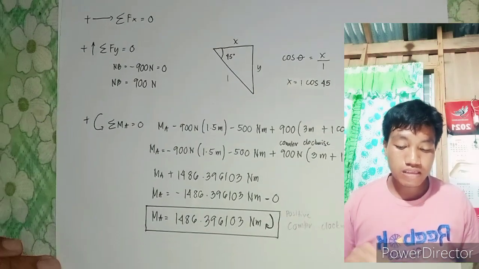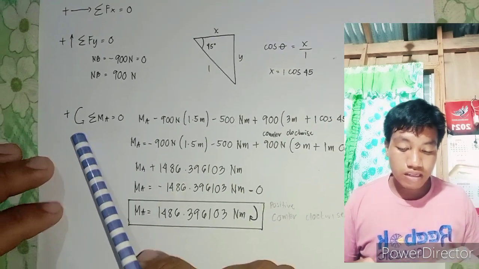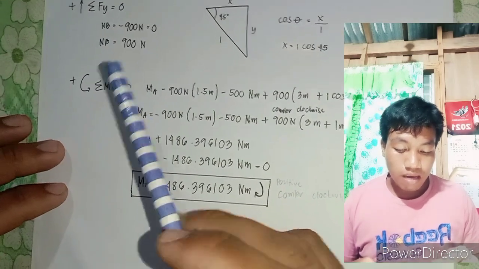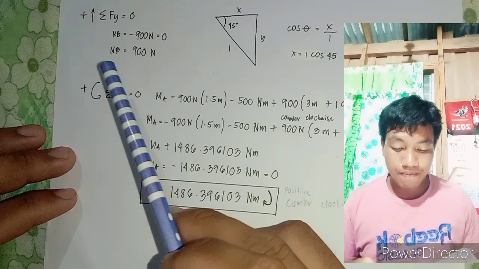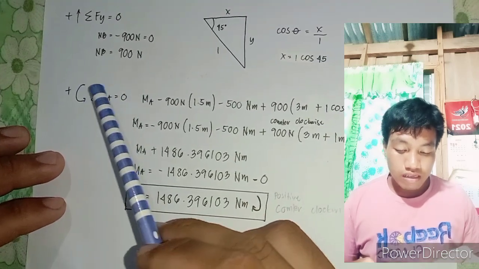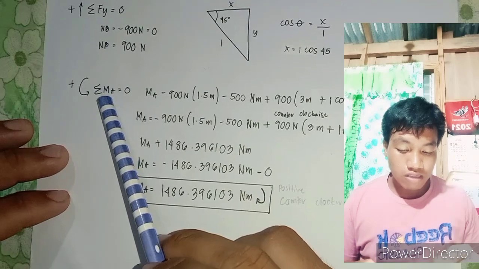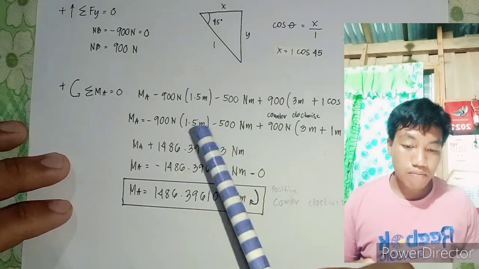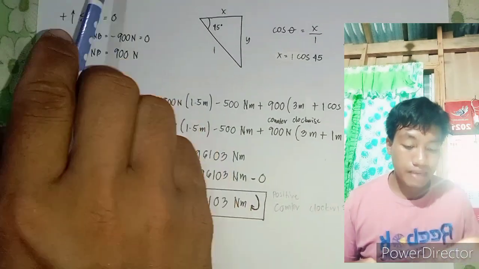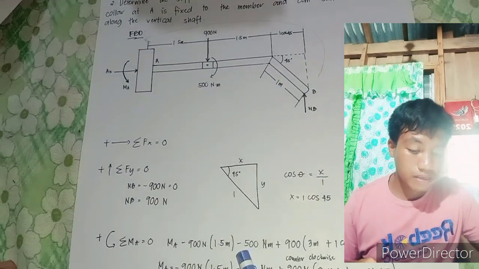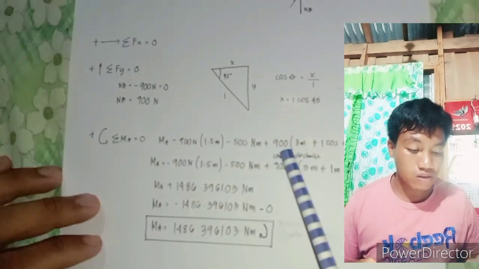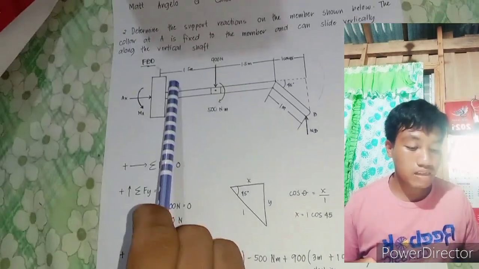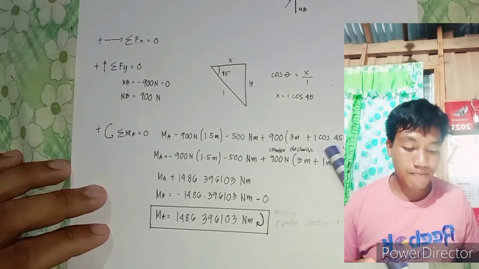So, finding moments, positive sign convention, summation of moments is equal to 0. MA minus 900 Newton times 1.5 meter minus 500 Newton per meter plus 900 Newton times the quantity of 3 meters plus 1 meter cosine 45.